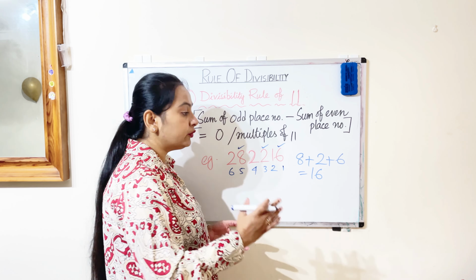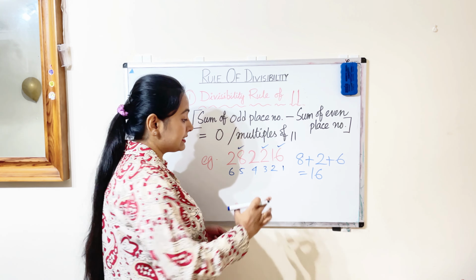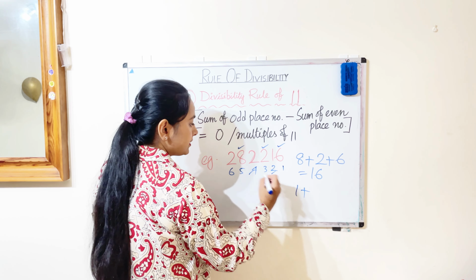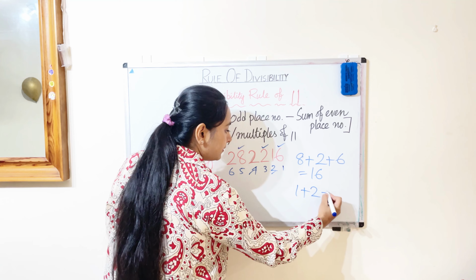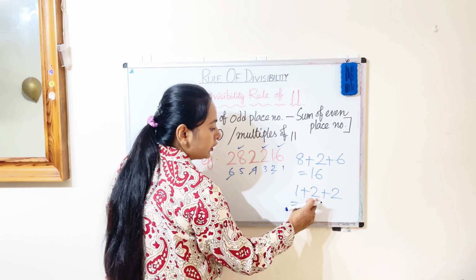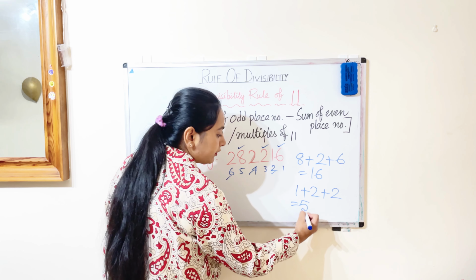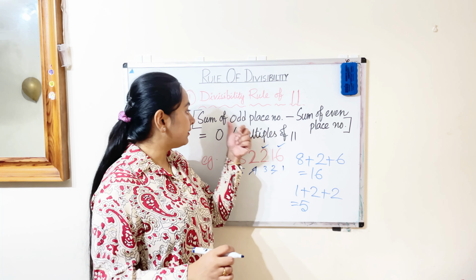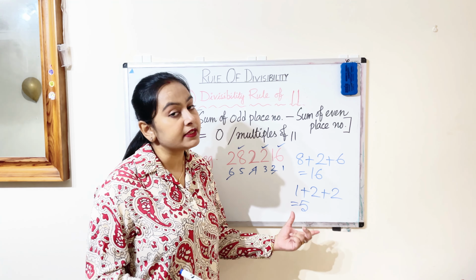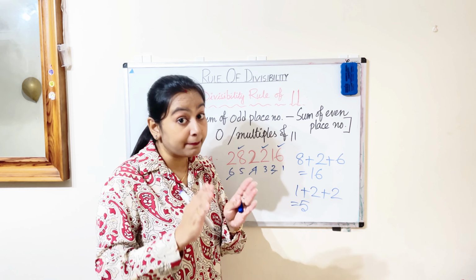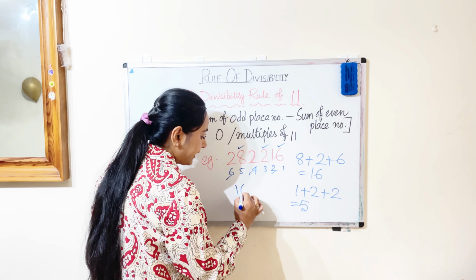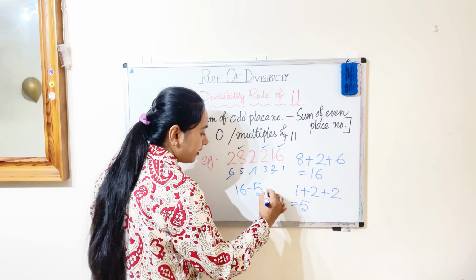Now we add the even place digits. So 1 is there, plus at the fourth position there is 2, plus at the sixth position there is 2. Adding all of these, 2 plus 2 is 4, plus 1 is 5. Now we have calculated the sum of odd place digits and the sum of even place digits. Then we subtract the results, 16 minus 5.